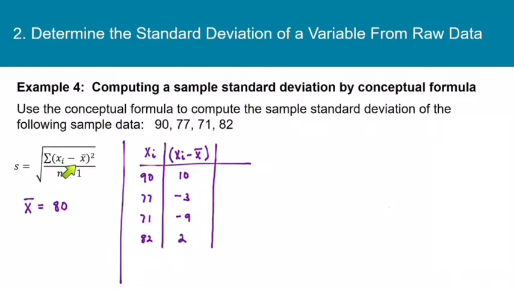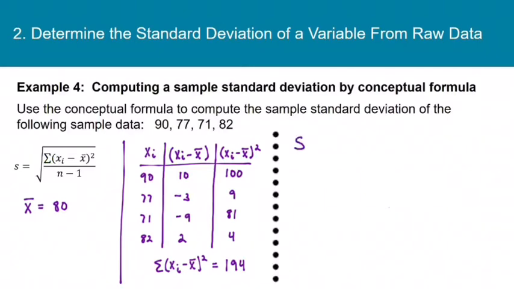And then the formula says we should square each of those deviations. So 10 squared is 100, negative 3 squared is 9, negative 9 squared is 81, and 2 squared is 4. And then the formula says we should sum the squares. So we'll add all of the numbers in this column together, and the sum of that third column is 194. Okay, now let's take that and plug it into our formula.